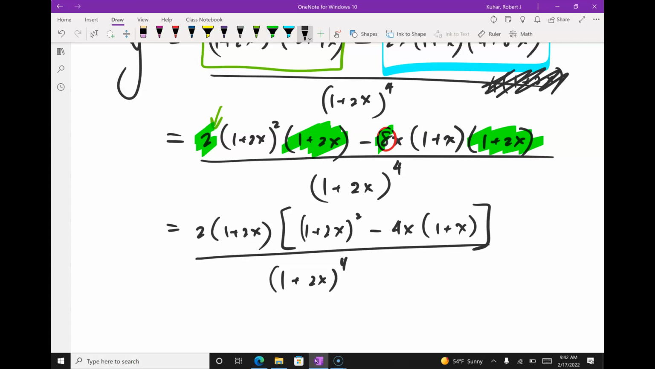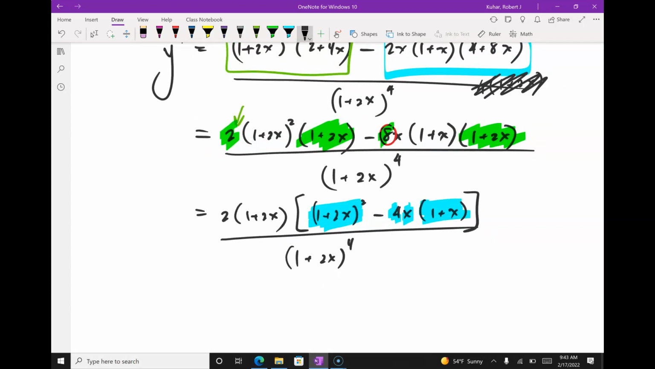What I factored out is in green, yes? So what's left in black is here: 1 plus 2x quantity squared. There's 2 times 4 is 8, so there's a 4 left. There's the x left, and there's that 1 plus x left. You're all making me nervous with the factoring. You better practice, okay? All right, so let's keep going.